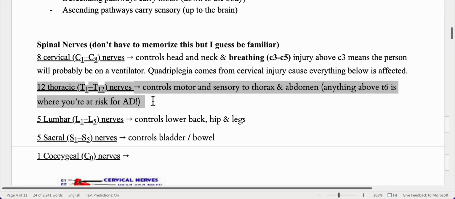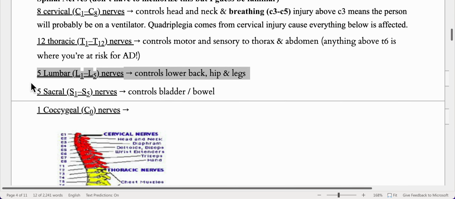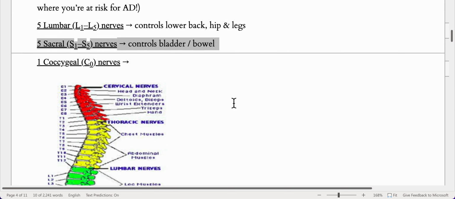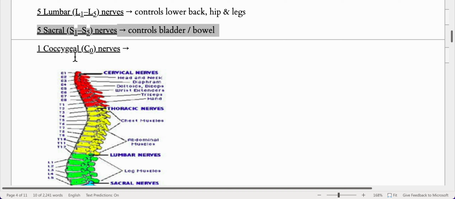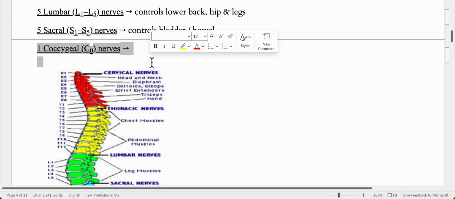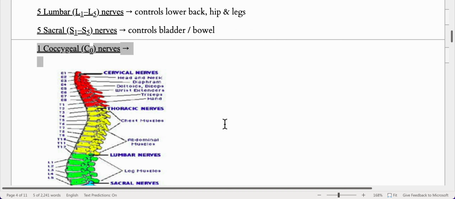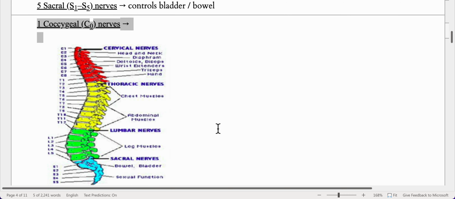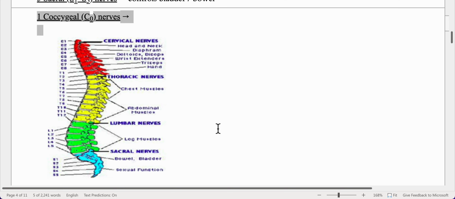Twelve thoracic nerves, T1-T12, control motor and sensory to thorax and abdomen. Anything above T6 is where you're at risk for autonomic dysreflexia. Five lumbar nerves, L1-L5, control lower back, hips and legs. Five sacral nerves, S1-S5, control bladder and bowel. One coccygeal nerve, C0.